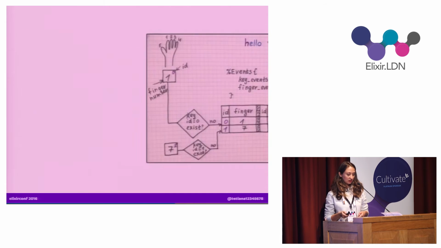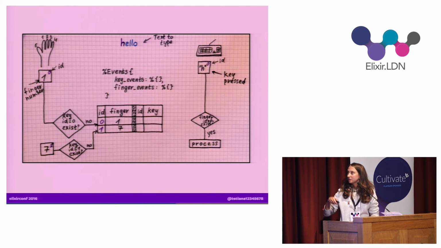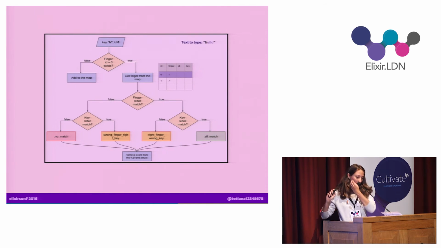Okay, what happens next? We get the event from the key, and we are going to see if the relevant event from the finger with this ID exists. So we are getting here ID 0. So we're looking, do we have the finger event with ID 0? Okay, yeah, we do. So let's pick it up and then pass it to process and say if it matches or not. So we take it out from the map.